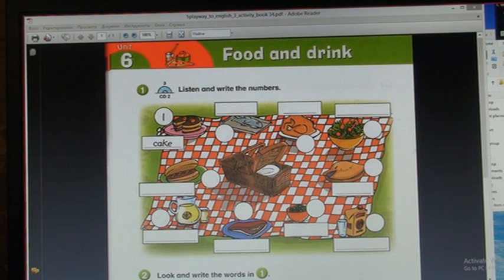And let's repeat after the teacher from England. Boys and girls, please repeat after the teacher from England. Activity book. Unit 6. Exercise 1. Listen and write the numbers. Good.